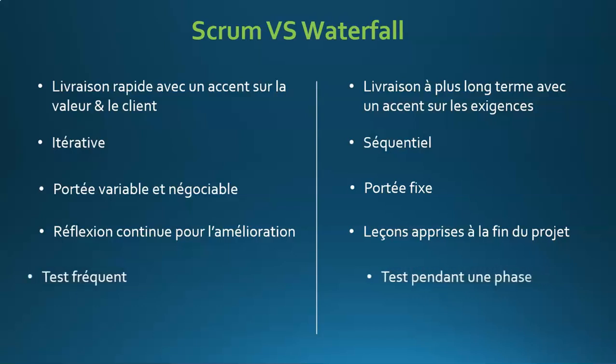The fifth point, we have the frequent test on one side and the test during one phase on the other. In Waterfall, for example, they complete the planning and then move on to testing. There are several phases before arriving at the test, whereas in Scrum you test continuously.